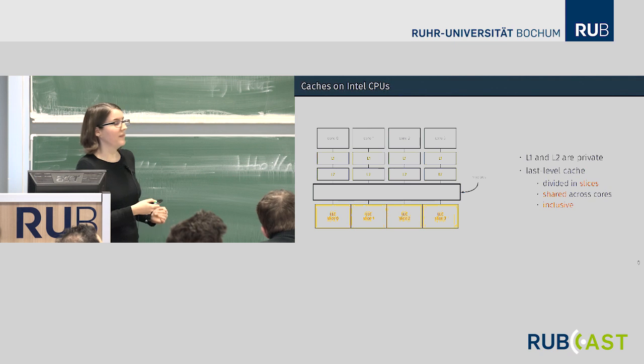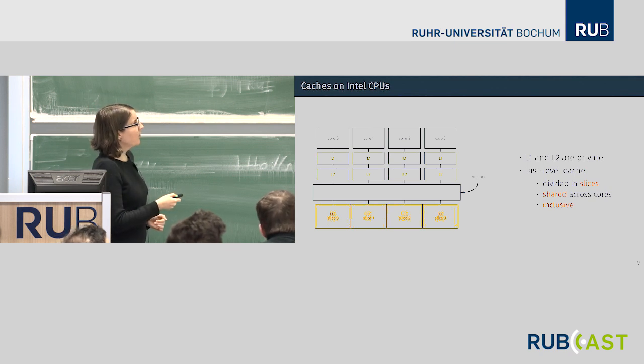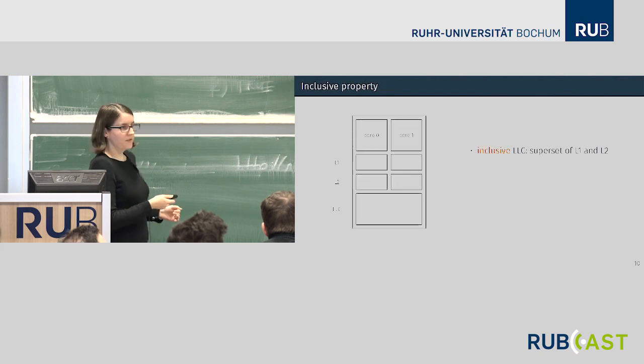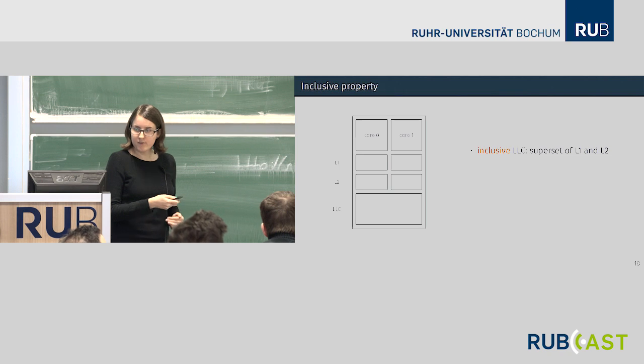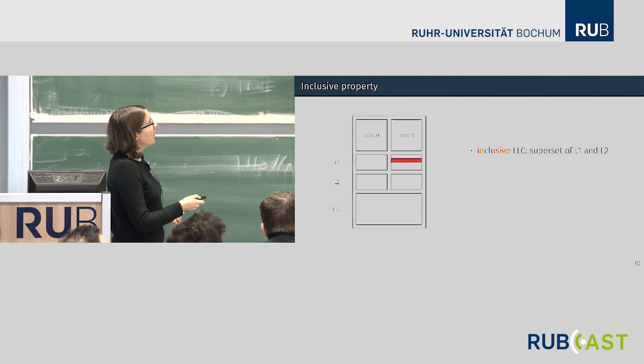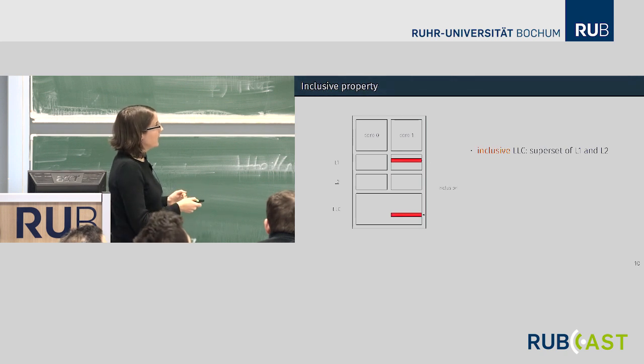And it's inclusive, and that means that everything that is contained in level 1 and level 2 will also be in this last level cache. So this inclusive property is actually quite nice. If you have a line that is in level 1 of core 1, so this red line, that means that it will also be in the last level cache.